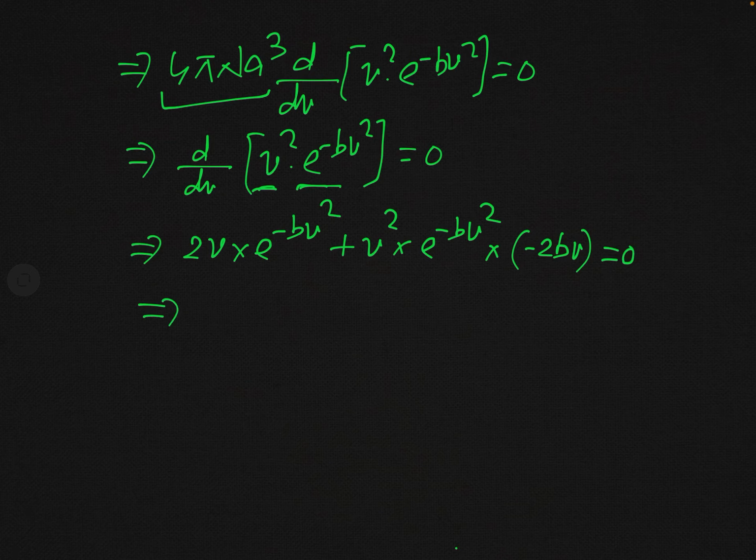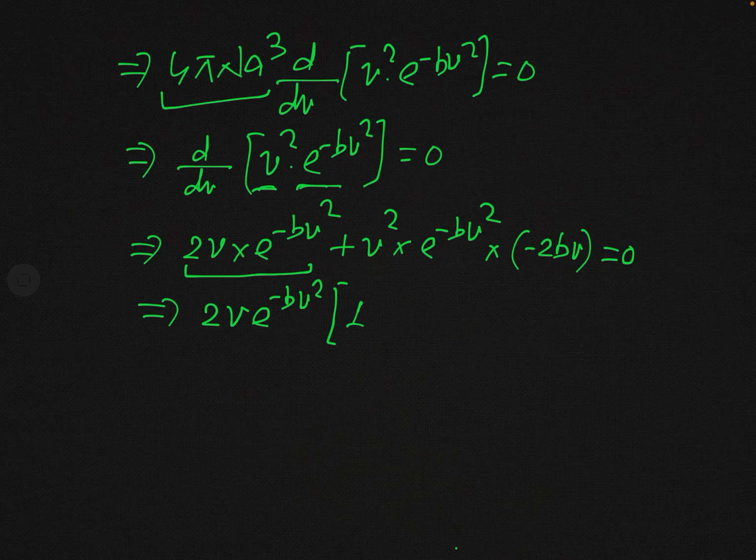You can see that 2v into e raised to the power minus b v square may be taken as a common factor. So we take 2v into e raised to the power minus b v square as a common factor. In the place of the first term there will be simply 1, and now let us see what remains in the place of the second term.